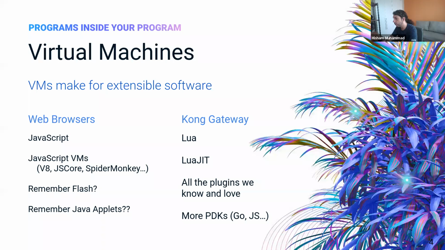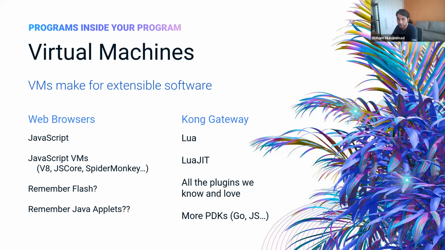For the Kong gateway, the implementation of the Lua language that we use for running plugins is LuaJIT. That LuaJIT is our VM for running Lua inside the gateway. The extensibility that we get from that is all of the plugins that we know and love. But soon enough, people tend to find that a single scripting language is often not enough, and when you start to want to expand the scope of what you can do with a piece of software, other avenues for extensibility start to come up.